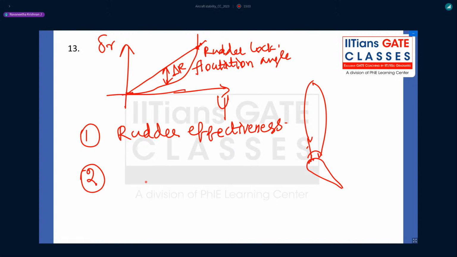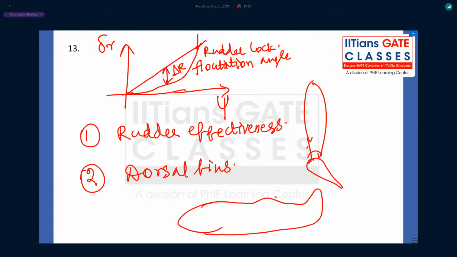Or provide a dorsal fin. What is a dorsal fin? You take your aircraft; this part of the body is called the dorsal fin. The dorsal fin is also a small auxiliary airfoil. When you have a dorsal fin, it increases the fuselage directional stability at very high angles of side slip, and also reduces the tendency of the vertical tail to stall at very high angles. Thereby, it avoids the rudder lock phenomenon. So if you use these two methods, then we can reduce the rudder lock phenomenon considerably.